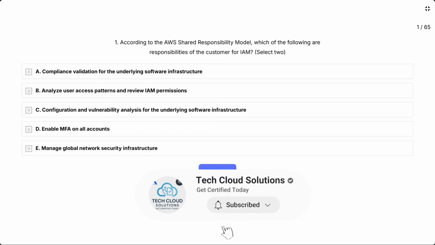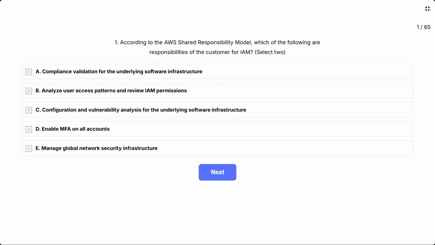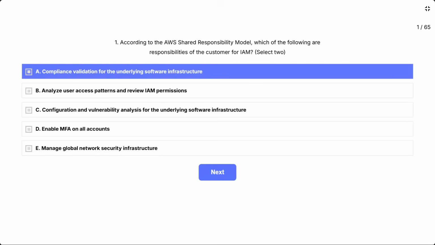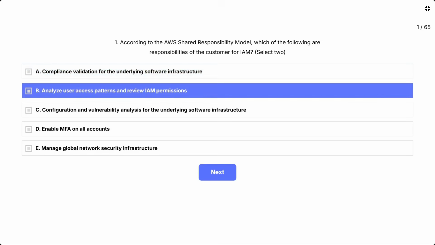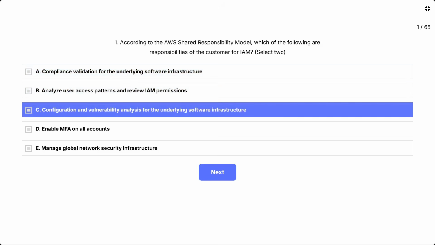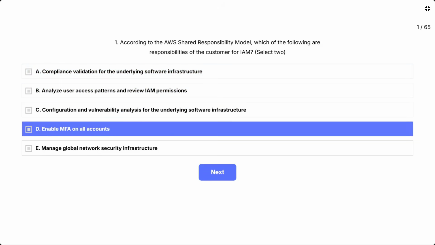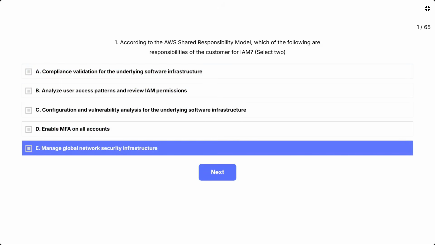According to the AWS Shared Responsibility Model, which of the following are responsibilities of the customer for IAM? Select 2. The options are A. Compliance validation for the underlying software infrastructure. B. Analyze user access patterns and review IAM permissions. C. Configuration and vulnerability analysis for the underlying software infrastructure. D. Enable MFA on all accounts. E. Manage global network security infrastructure.